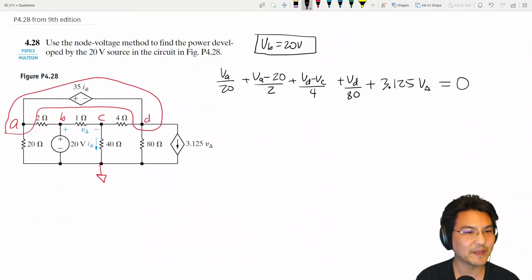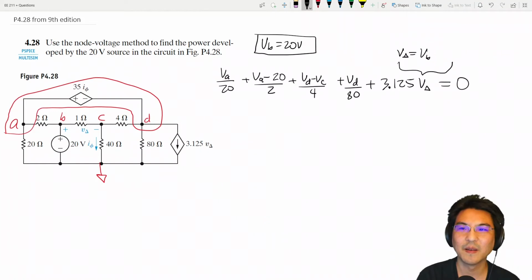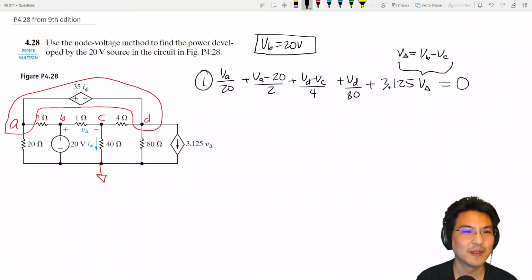Okay, what is V delta? Right here. Okay, which side is higher? See the plus? So this side is higher than this side. So it's VB minus VC. V delta is VB minus VC. Okay, so I got one equation.